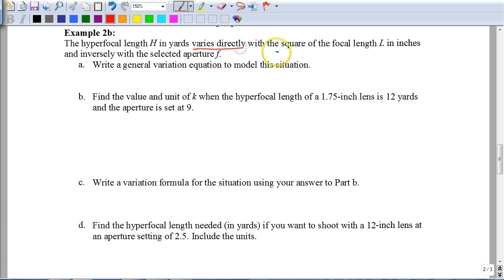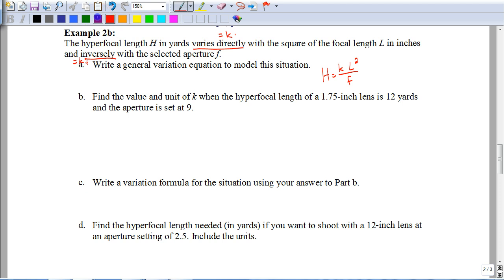Remember, it says varies directly, which means that's going to equal k times something, and inverse variation means that equals k divided by something. So for our general equation we would say h equals k times the square of the focal length L, so it'd be L squared, and inversely with the selected aperture F, so it'd be divided by F.